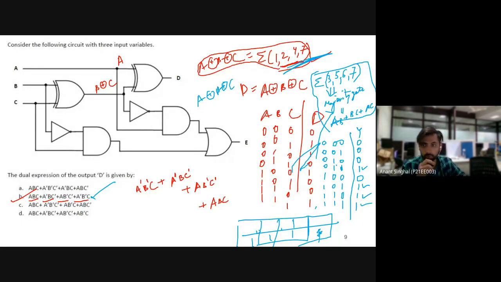So these two terms you need to remember. 1, 2, 4, 7 is XOR, and this 3, 5, 6, 7 is the majority gate. Is there any doubt in this?